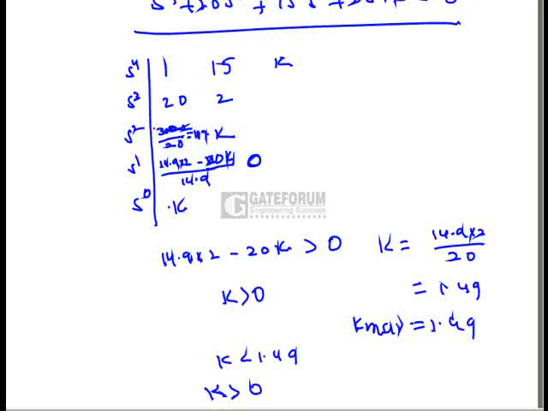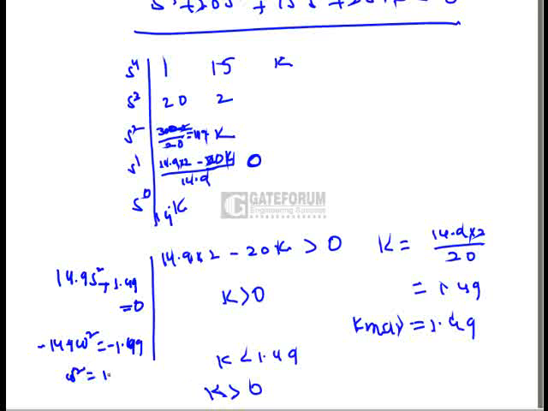So here the multiplication of the s square factor is 14.9 into s square, plus k, where k is 1.49, and this is equal to 0. If you solve this, s square is nothing but minus omega square, since s equals j omega. If you substitute here, minus 14.9 omega square equals minus 1.49. So from this we get omega square equal to 1.49 by 14.9.